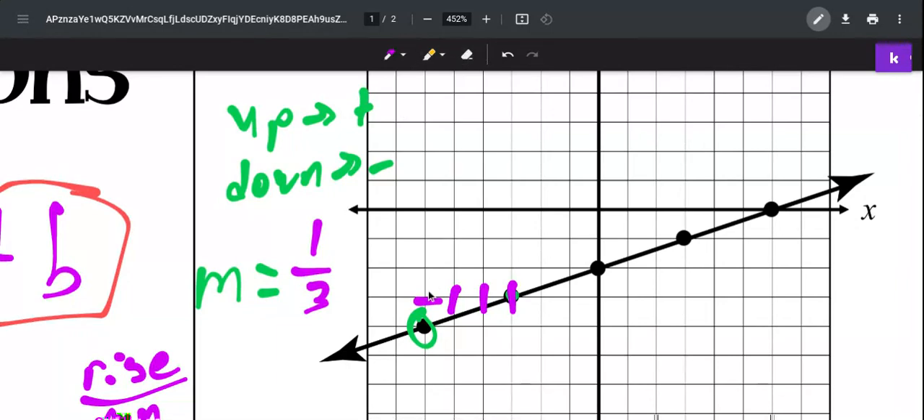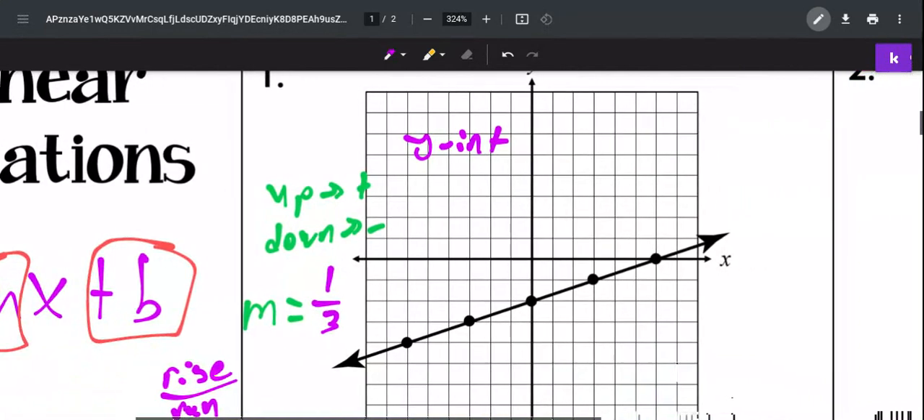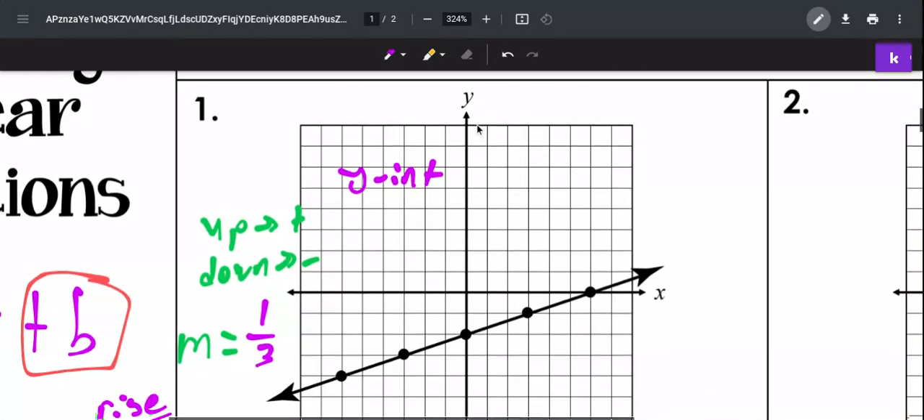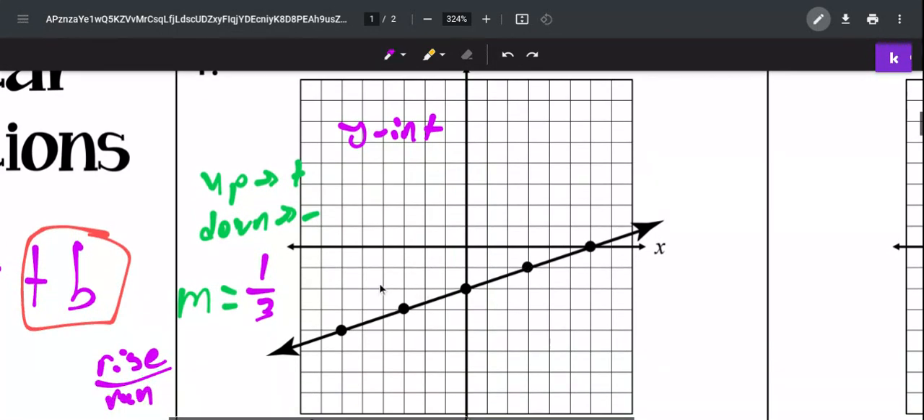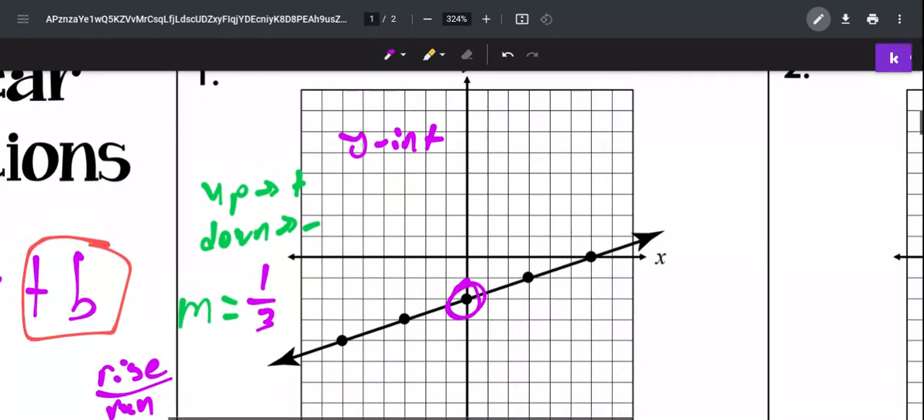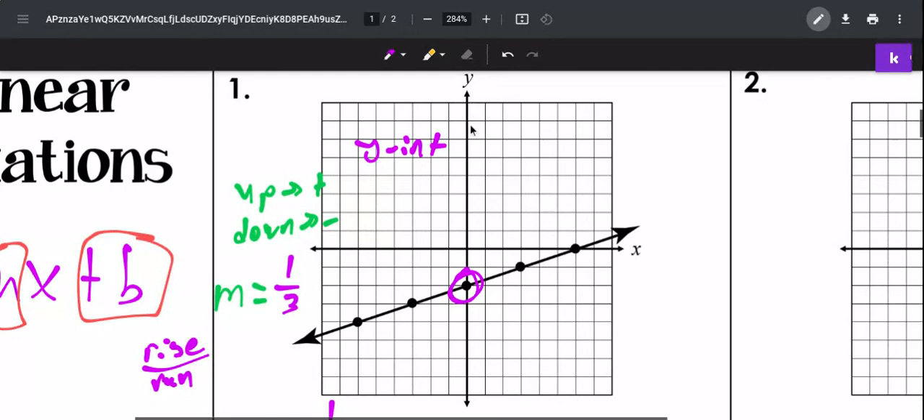Okay, now for the b, for the y-intercept, remember this. The y-intercept will always be on this vertical y-axis. That's why it's called the y-intercept. All right, so whatever point crosses or is on that y-axis, that is the y-intercept. So our y-intercept is right here. If you see, that's the only point on this entire line that's also on this y-axis. All right, so that point is b.